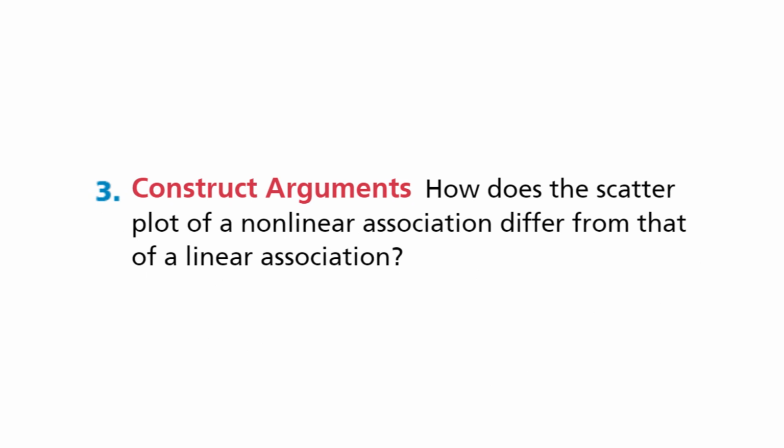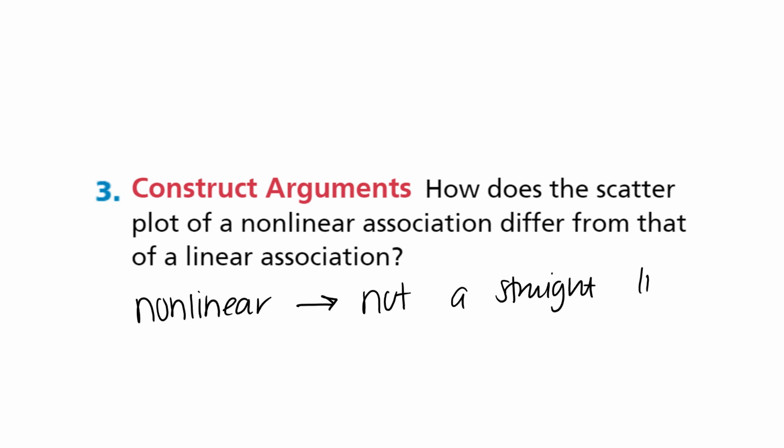Number 3, how does the scatter plot of a nonlinear association differ from that of a linear association? We know that the word nonlinear means it's not a straight line pattern. And a linear association would be a straight line pattern.